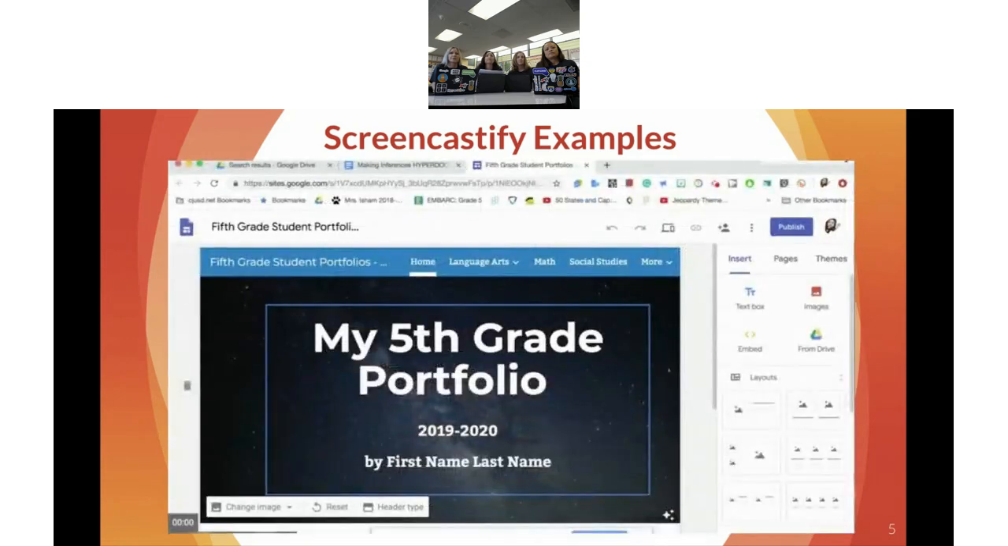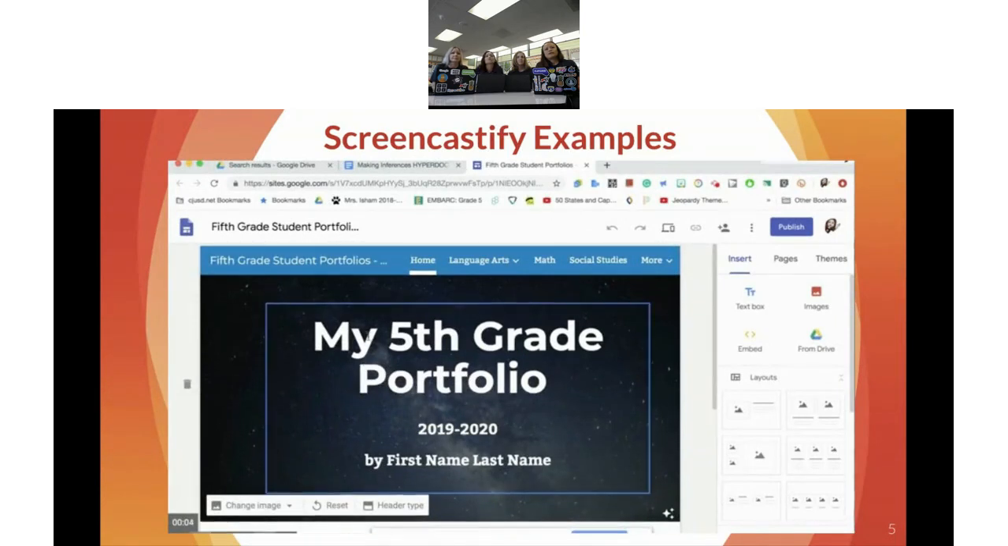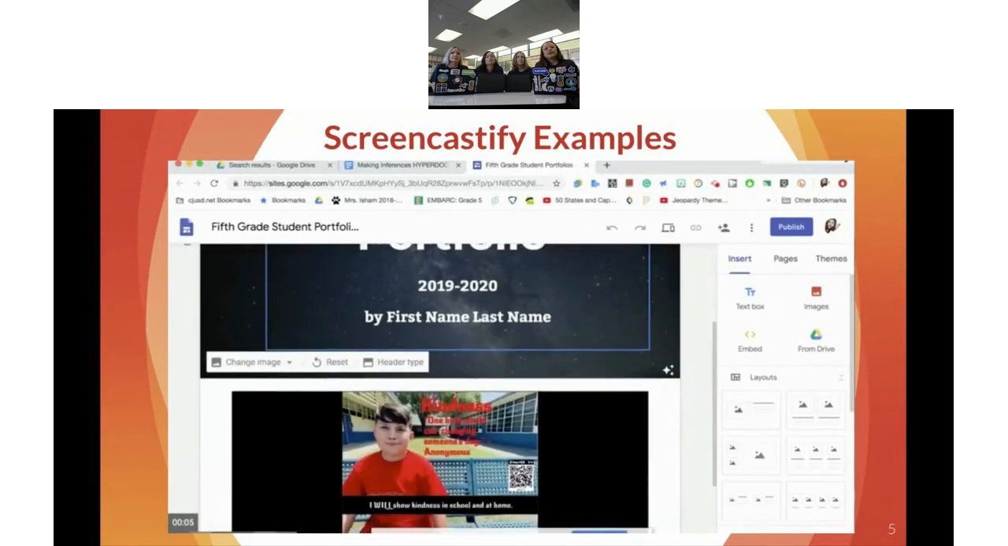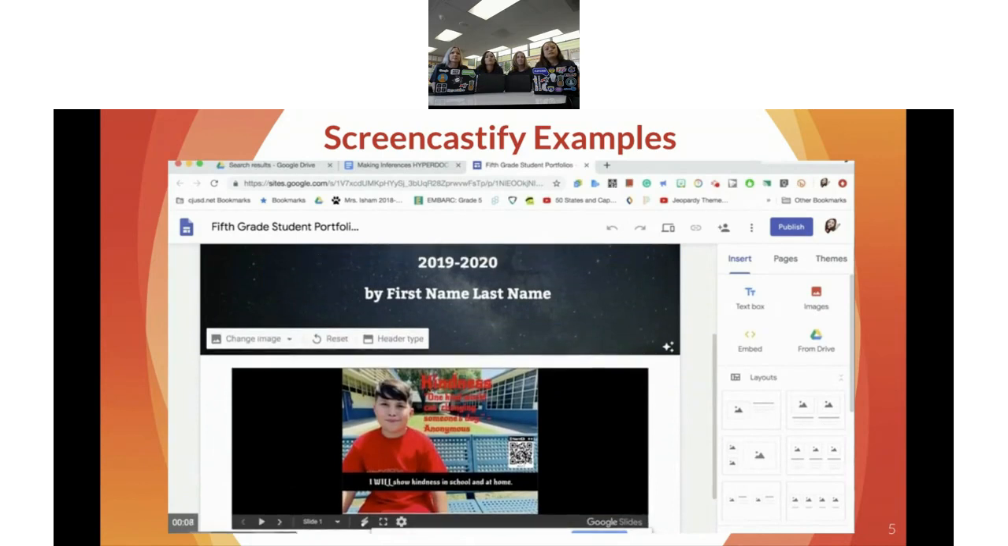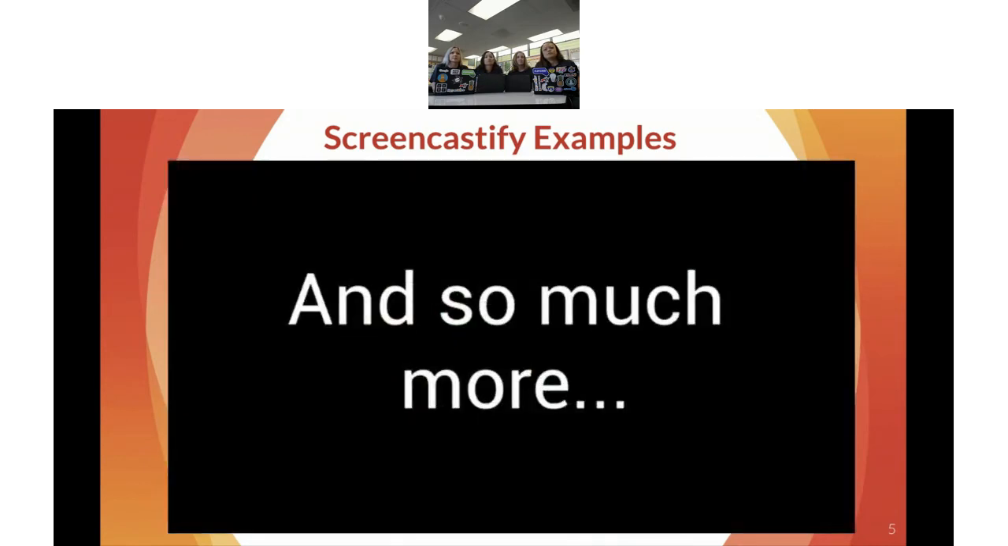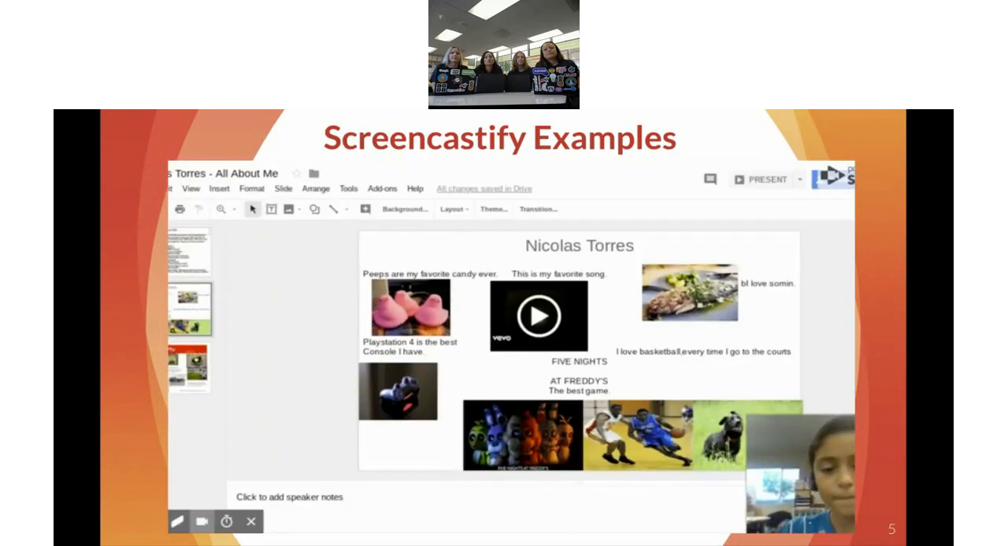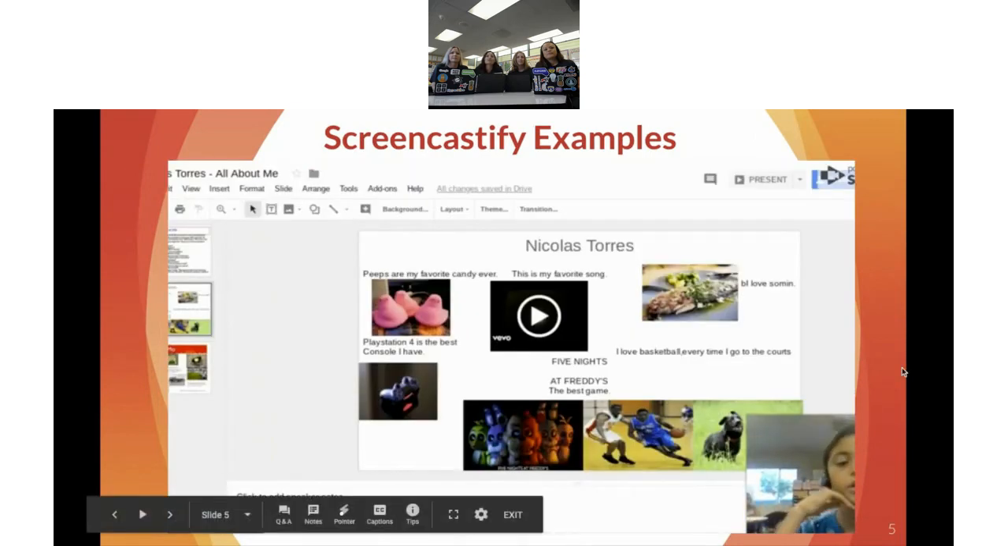Here I was showing other teachers how to use Fluency to grade Forms quizzes. And in this shot, I was showing students how to add content to their student portfolios. And so much more.